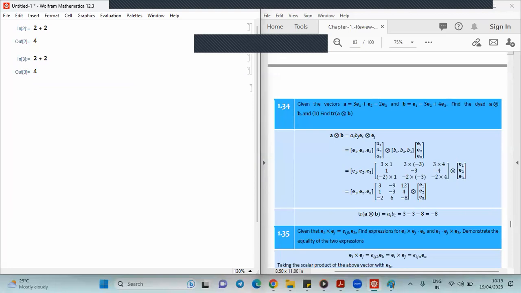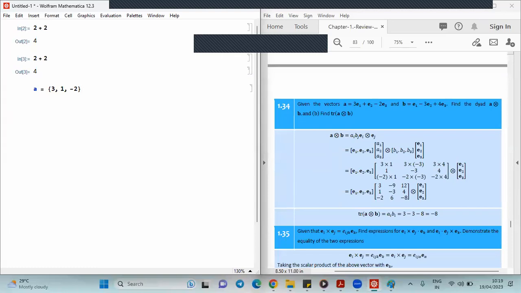But now, we want to find the tensor product between A and B. We need to first of all tell Mathematica what A is. A is 3E1 plus E2 minus 2E3. And B is equal to all of that. We need to tell Mathematica that. How do we do that? Simple. Tell Mathematica A is equal to, define a vector, use curly brace. So curly brace 3E1, 1E2, minus 2E3. This is how you represent a vector.